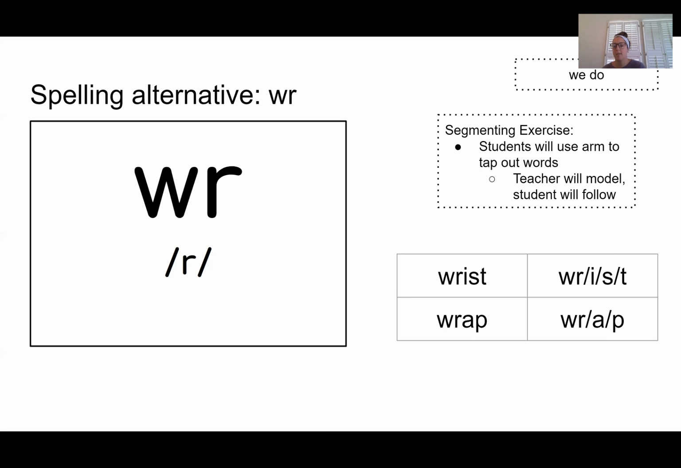Very good. Arms out. Do it with me now. Go. Wrist. R-I-S-T. Wrist. Very good. Let's do the second word. My turn first. You just watch. Wrap. R-A-P. Wrap. Your turn. Arms out. Go. Wrap. R-A-P. Wrap. Very good, second graders.